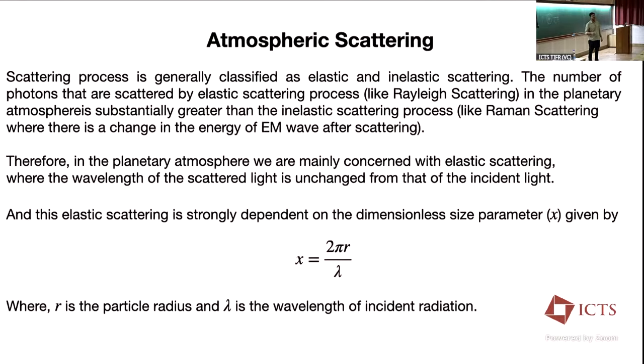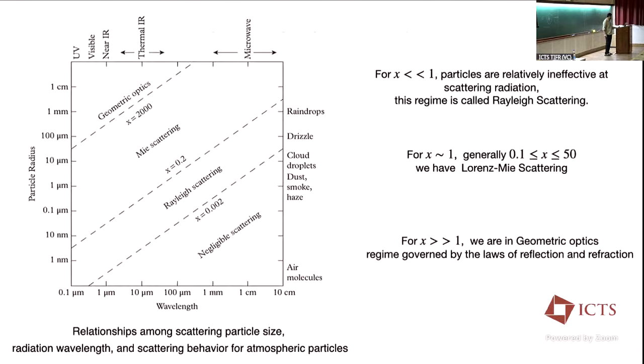And this elastic scattering is strongly dependent on the dimensionless size parameter, x = 2πr/λ, where r is the radius of the particle and λ is the wavelength of the incident radiation. This is what becomes important when we want to include scattering in our model. This is one of the nice slides that gives you a primer for how different kinds of scattering operate, depending on the size of the particles you encounter and the different wavelength ranges.